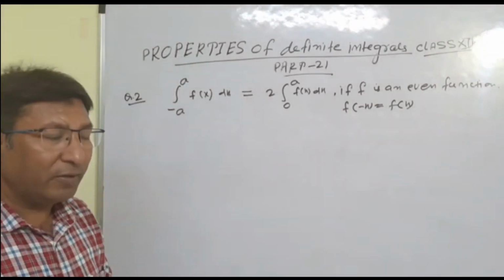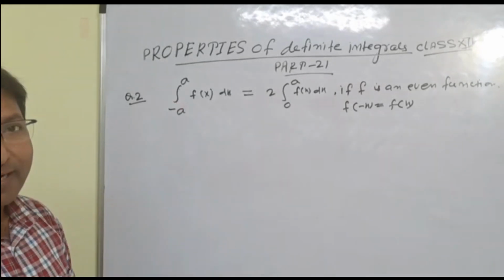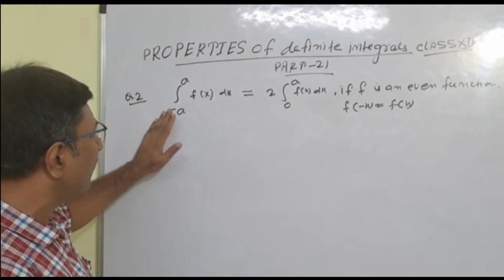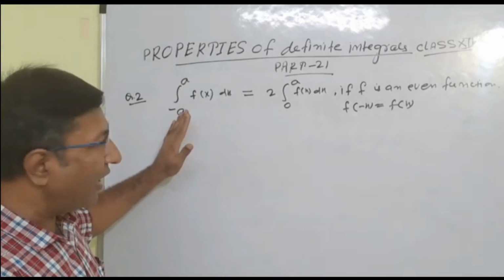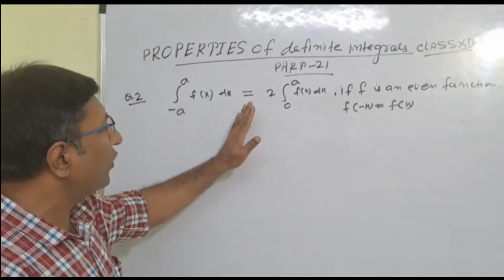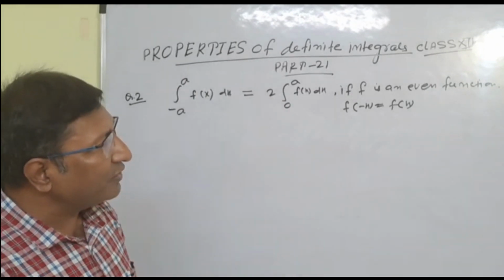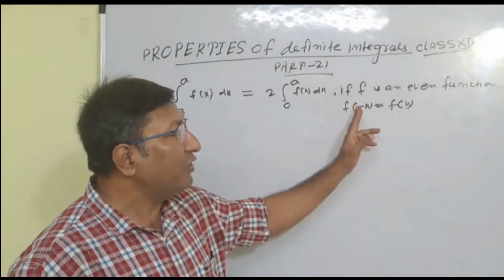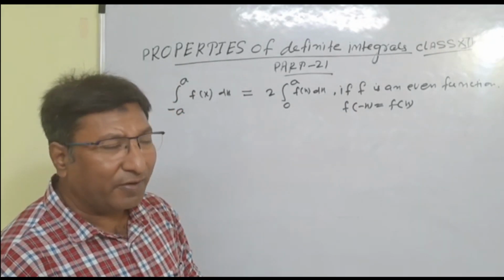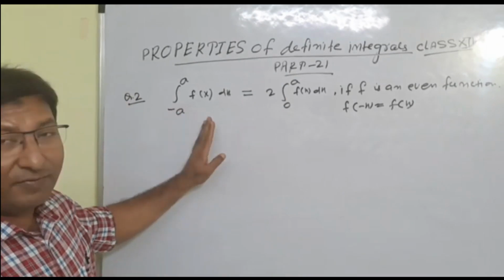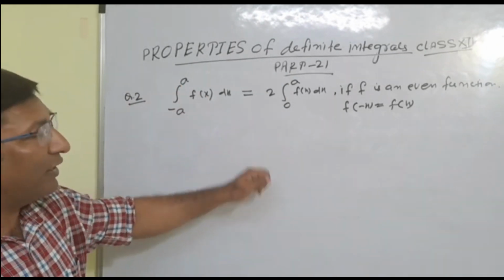Here, question number 2, the next property is: the integral from minus a to a of f of x dx, so the upper limit is a and the lower limit is minus a, is equal to twice the integral from 0 to a of f of x dx, if f is an even function. An even function is one where f of minus x equals f of x. So if an even function is given, then the integral from minus a to a of f of x dx we can write as twice the integral from 0 to a of f of x dx.